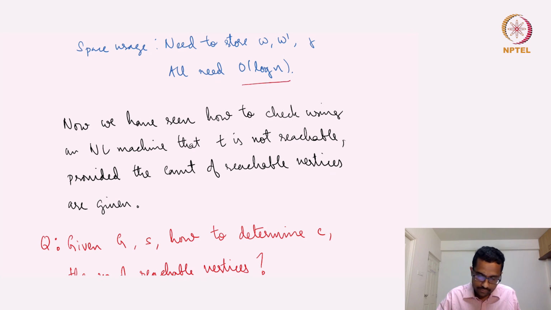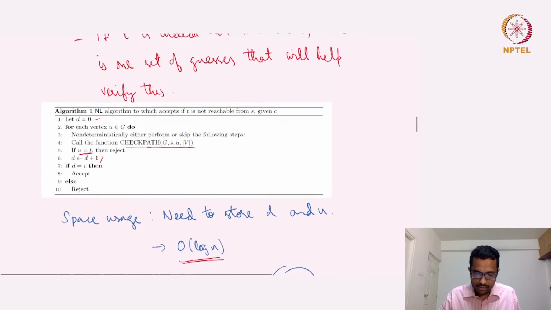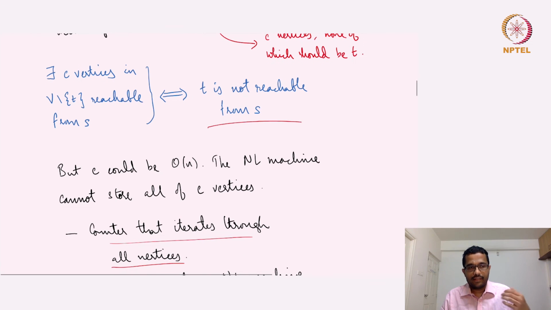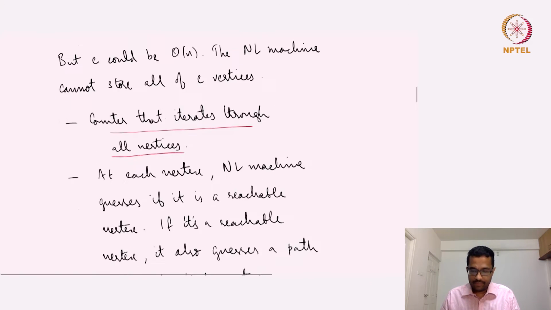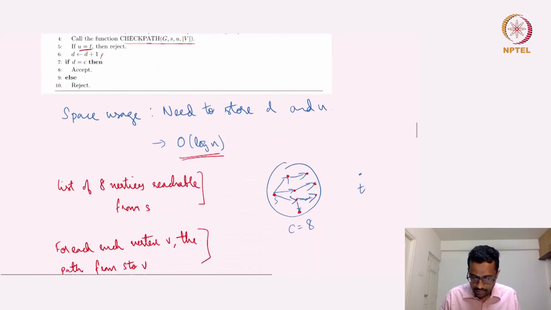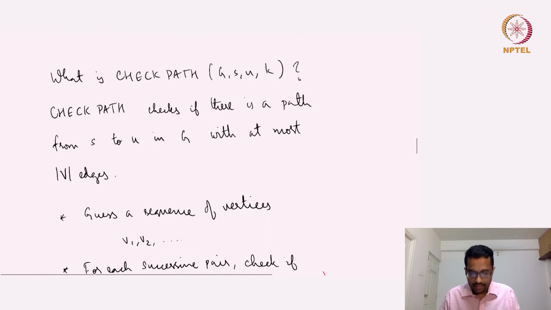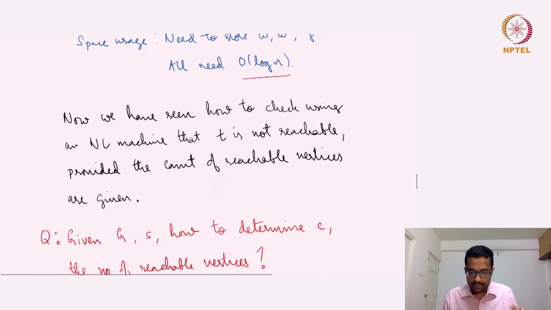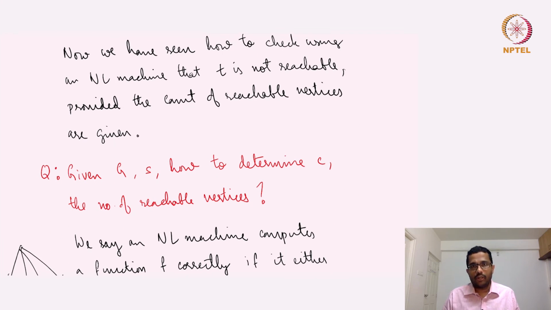Just to summarize here, we wanted to verify that T is not reachable from S. We saw how to do that if we are given the count of vertices that are reachable from S. If C is the count and C is 10, we guess 10 vertices reachable from S, none of which is equal to T. We just guess them and verify that they are reachable. This is what we have seen so far. In the next lecture video, I will explain how to come up with the number of vertices reachable from S in non-deterministic log space.